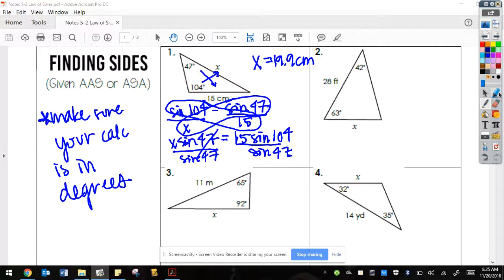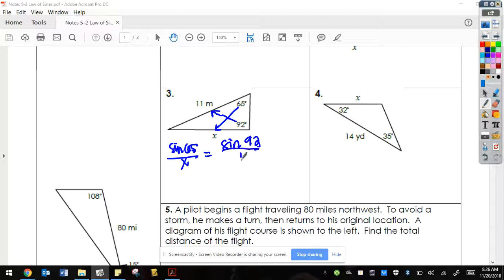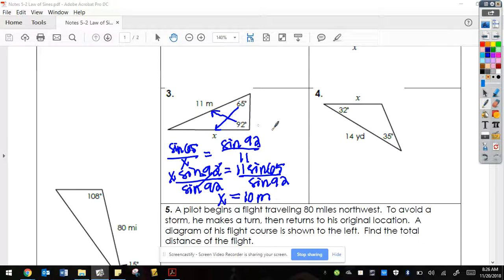All right, so let's try number 3, and then I'll have you guys try numbers 2 and 4. We have this angle across from x, so we're going to do sine of 65 over x, and then we're going to have sine of 92 over 11. If we cross multiply, we have x times sine of 92 equals 11 times sine of 65. And then you just divide by sine of 92, and you get that x equals 10, and it's meters because our unit was meters. So you guys try numbers 2 and 4.